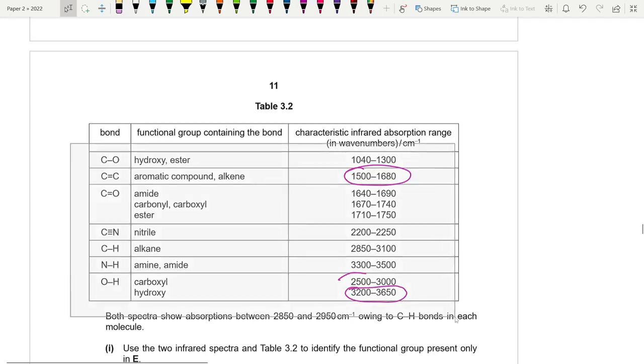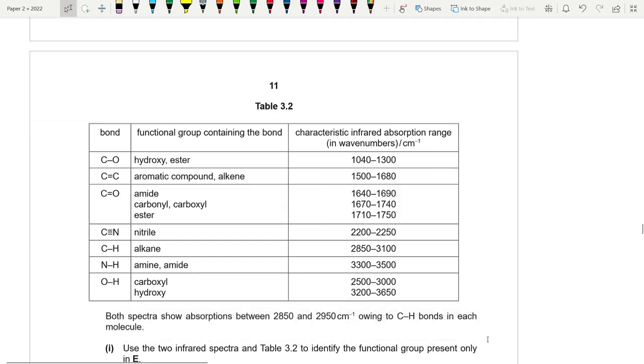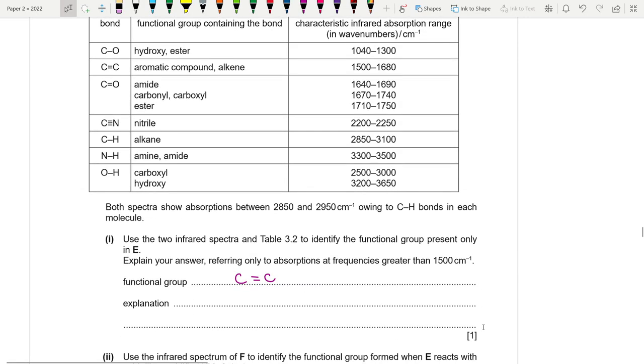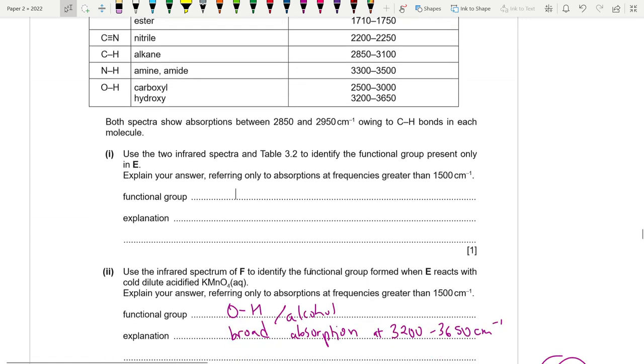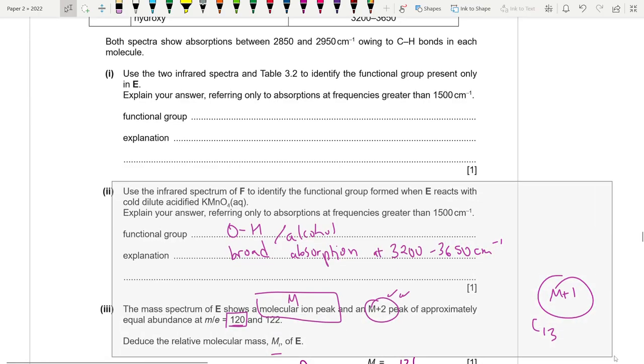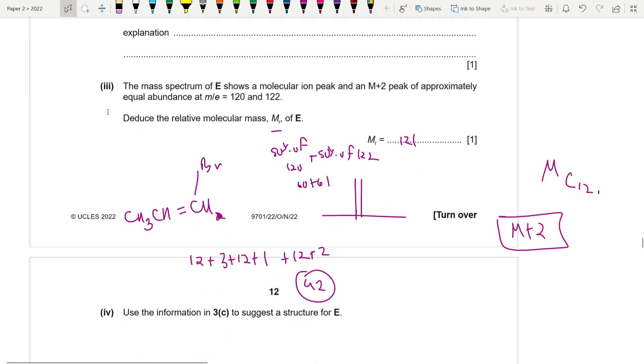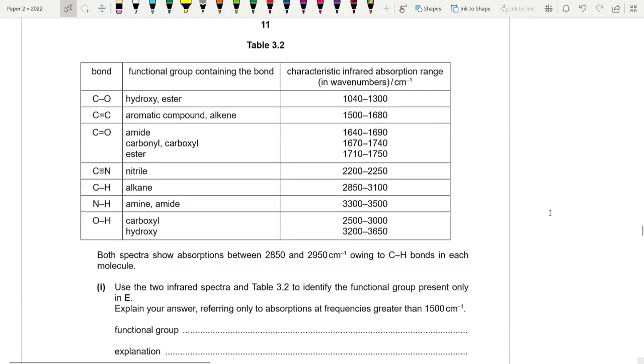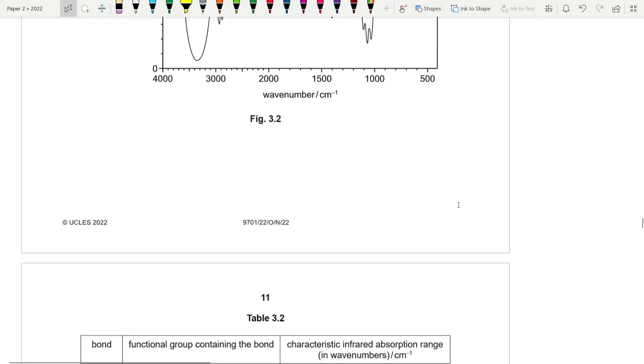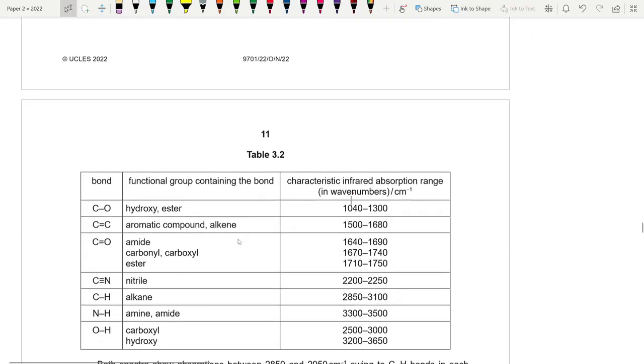There's more details over here. So they want you to show that both spectra show absorptions between 2850 and 2950 for CH. Use the infrared spectra and table 3.2 to identify the functional group present only in E. Okay, only in E. Let's do that. Wait, let me erase this. So something that's present only in E. I'm going to go with the C=C double bond. Let's see why. I am highlighting this value over here, and the OH bond, although the hydroxyl one is only this one.